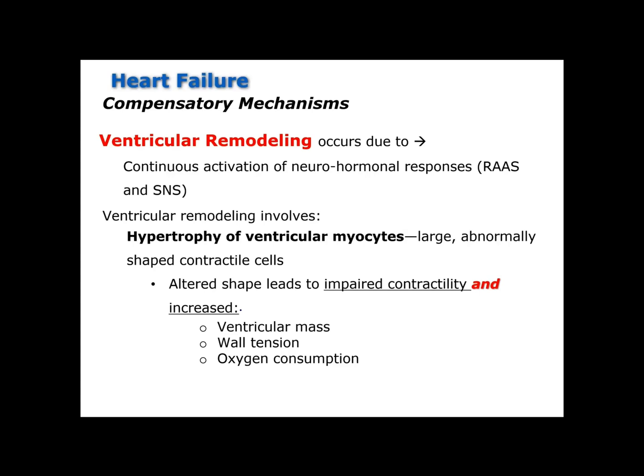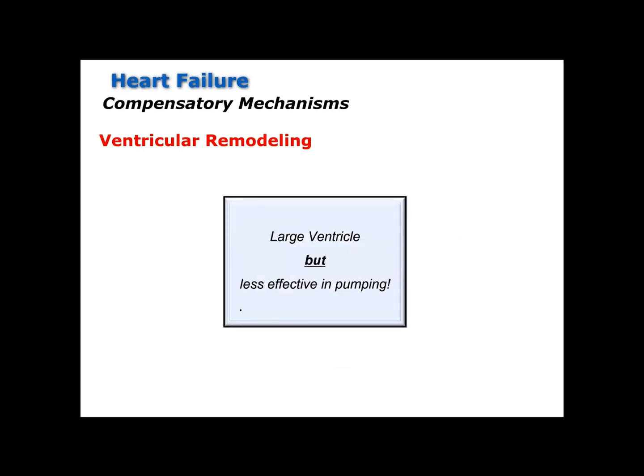Remember in the previous lecture we showed the ventricles in diastolic heart failure, where they're just a lot larger, with a lot thicker walls. That is a result of the continuous activation of the RAS and SNS systems. So they're large, but they're less effective in pumping. Remember, they're big muscles, so they can squeeze hard, but they can't relax, so you can't allow a lot of volume in.